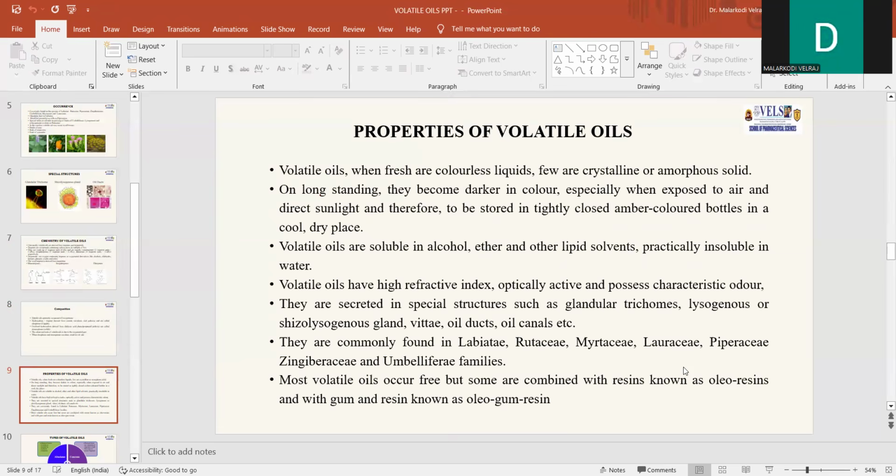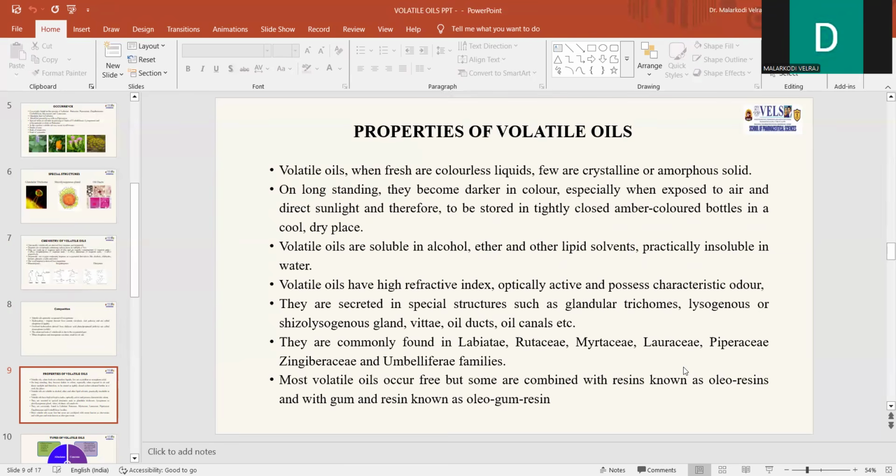Properties of volatile oils. Volatile oils, when fresh, are colorless liquids, few are crystalline or amorphous solids. On long standing, they become darker in color, especially when exposed to air and direct sunlight, and therefore they have to be stored in tightly closed amber colored bottles in a cool, dry place. Volatile oils are soluble in alcohol.